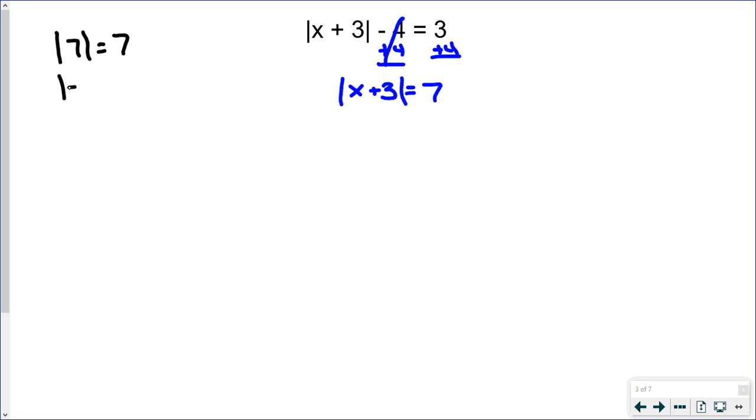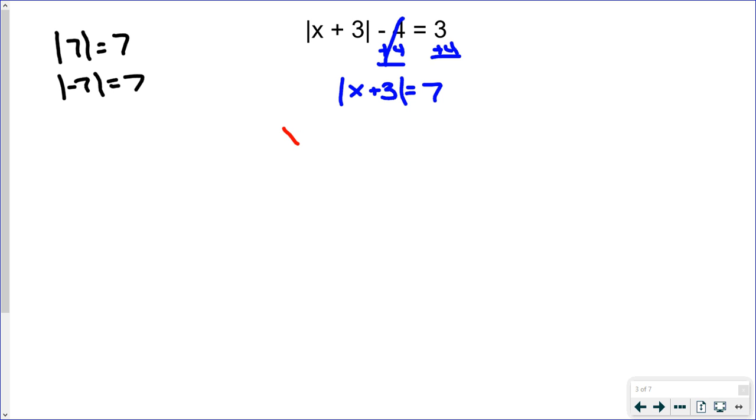Now, remember, the absolute value of 7 is 7, and the absolute value of negative 7 is also 7. So absolute value always has a positive number that comes out of it. So that means that what's inside the absolute value could be a 7 or a negative 7, because they're both equal to 7. So this is where you want to split this up.